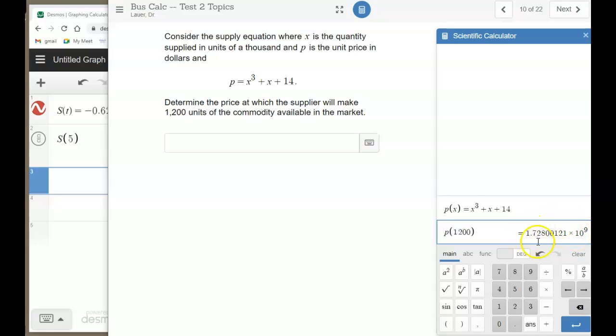So this is 1.728, with a lot of zeros. Now see, this just looks strange. So let's go back and look. It says X is the quantity supplied in units of 1,000. So this should be 1.2. And that gives me $16.93. And I'm going to write it to 3 decimals, 16.928.